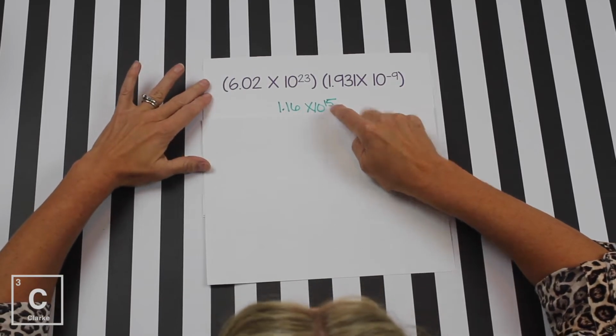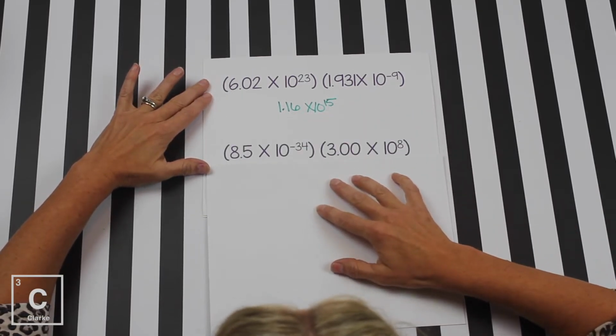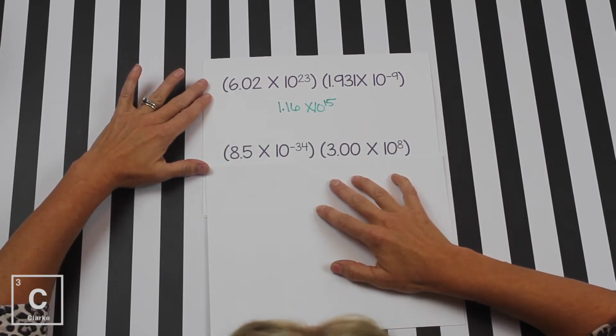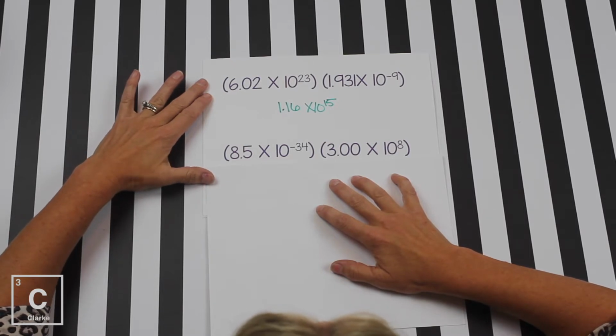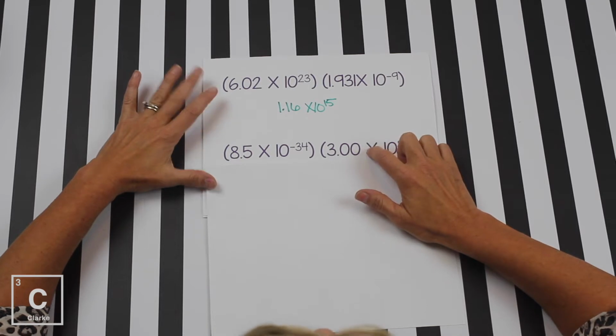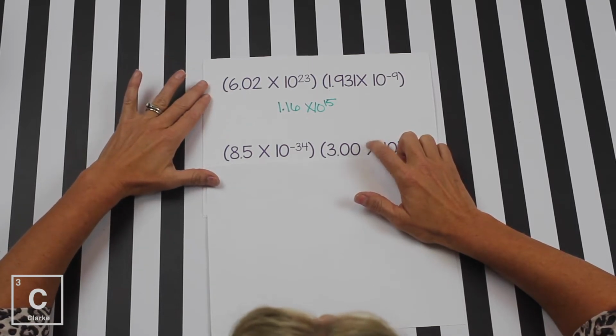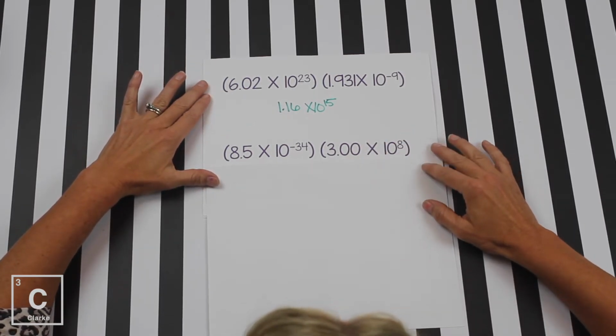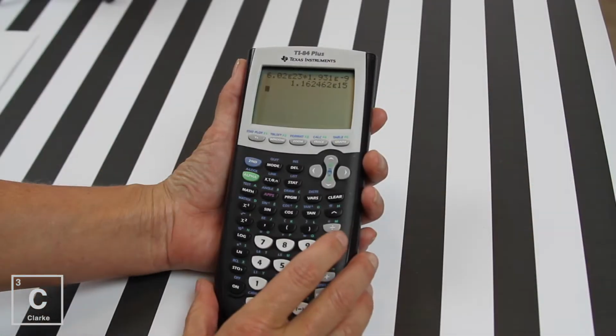Let's try another example. 8.5 times 10 to the negative 34 times 3.00 times 10 to the 8. I snuck these numbers in on you. These are all chemistry numbers. This happens to be the speed of light. You'll get to that in a few more units. Okay, let's try the next one.